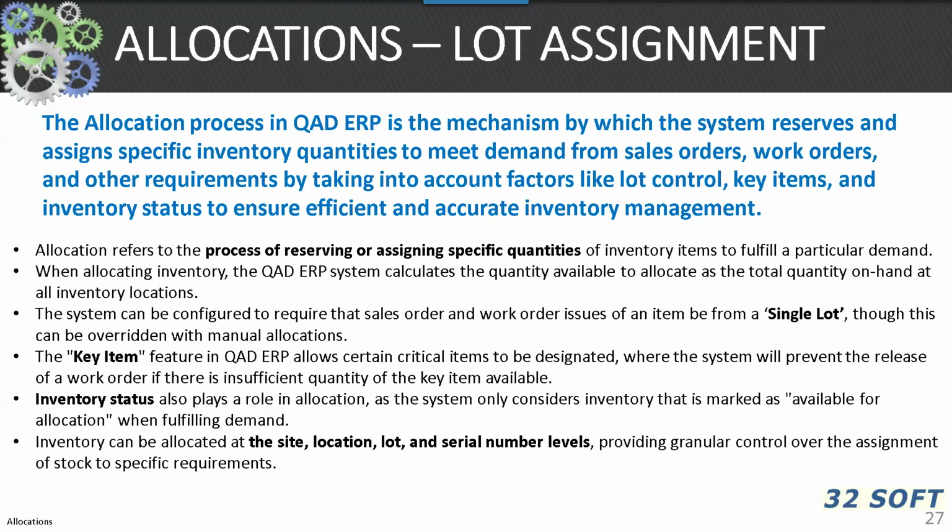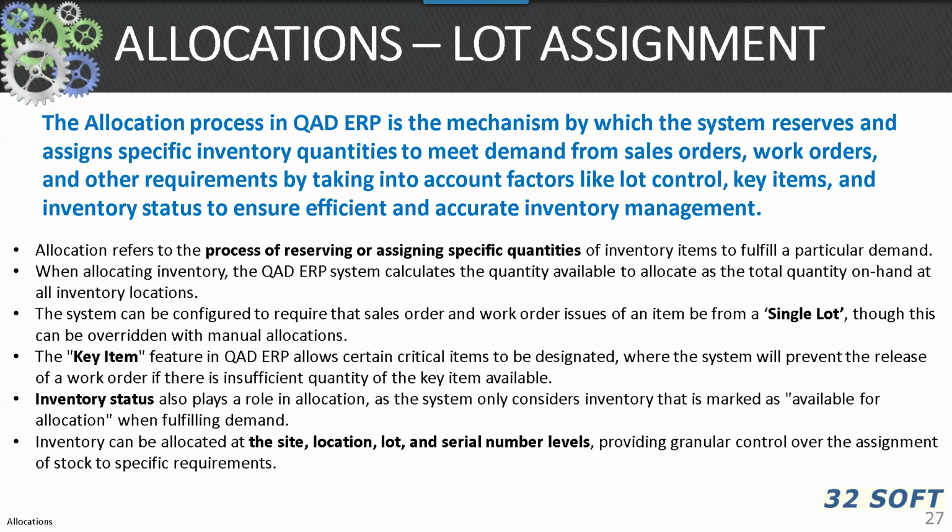Allocations in QAD MRP is the mechanism by which the system reserves and assigns specific inventory quantities to meet demand for sales orders, work orders, or other requirements depending on factors like lot control, key items, and inventory status, to ensure efficient and accurate inventory management. The system can then calculate available to allocate from the total quantity on hand. You can even allocate based on a requirement to have it only from a single lot.